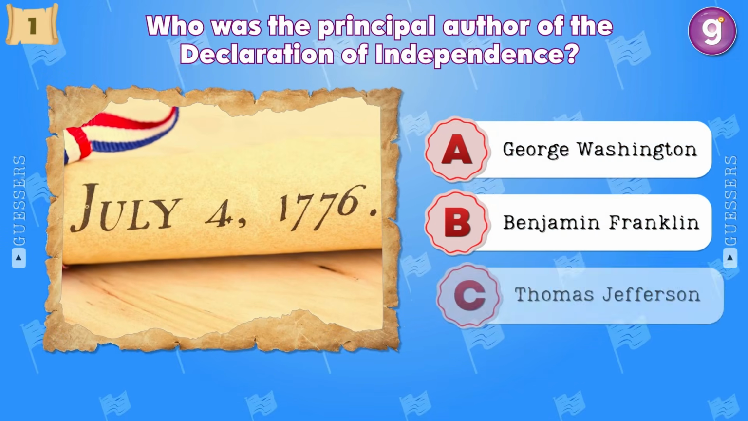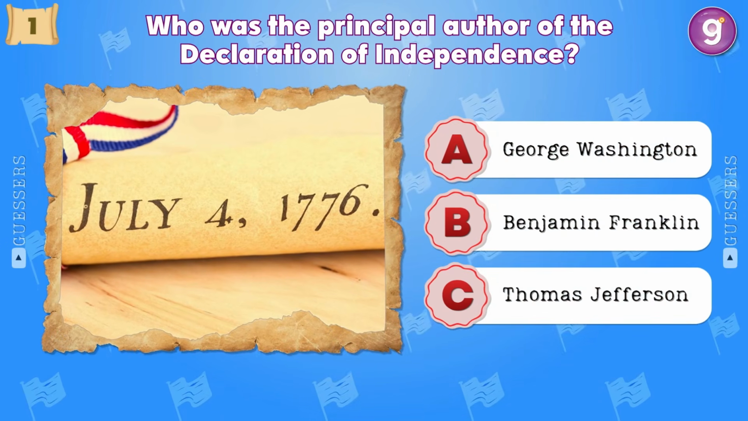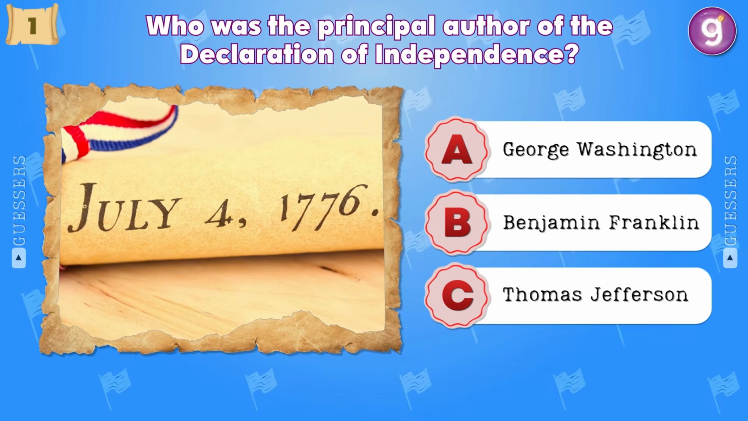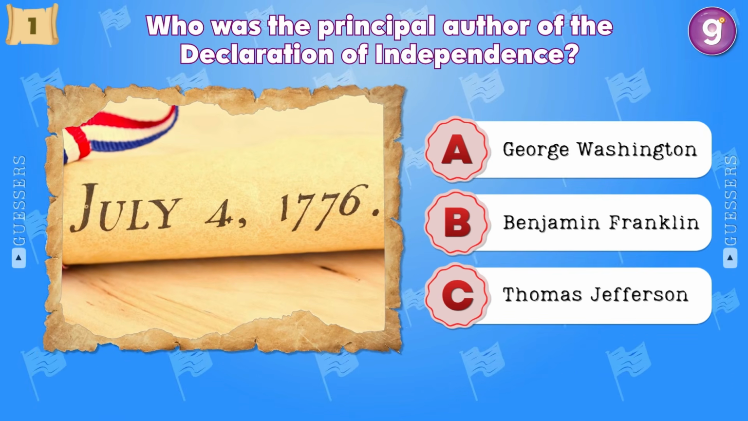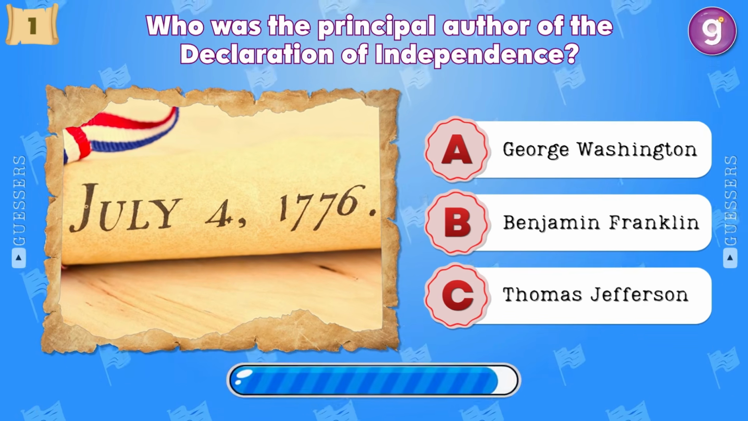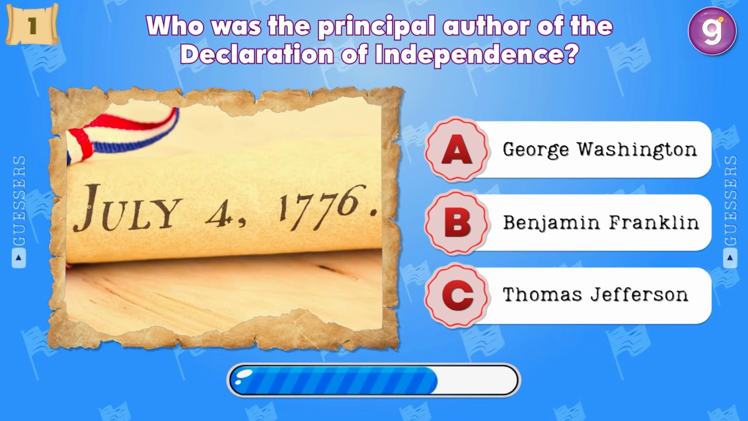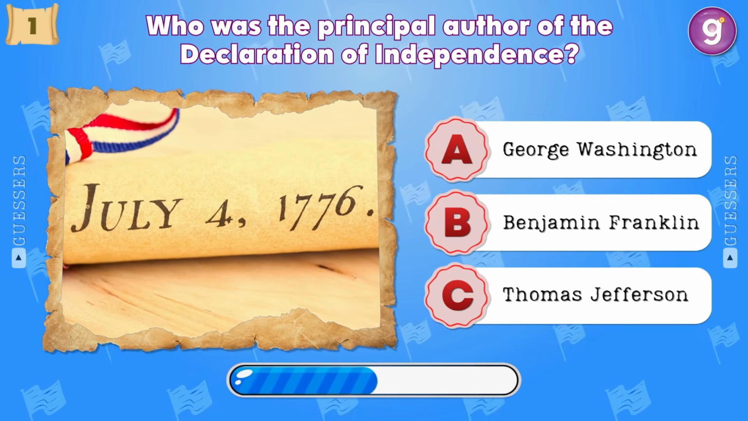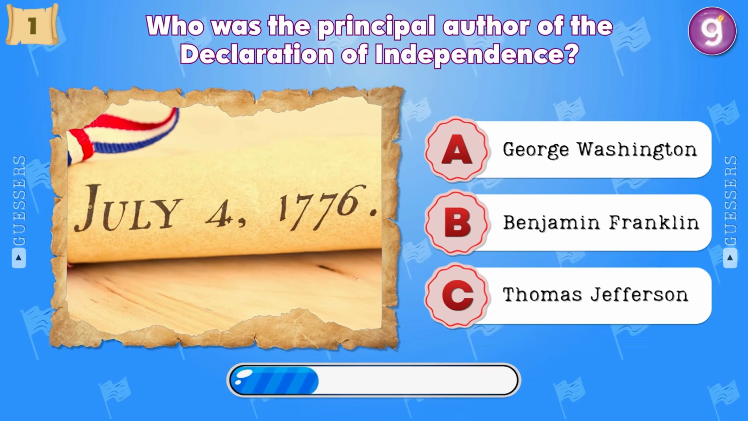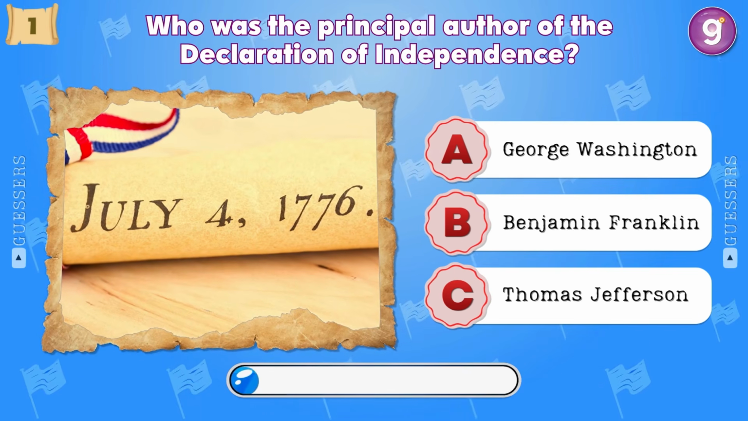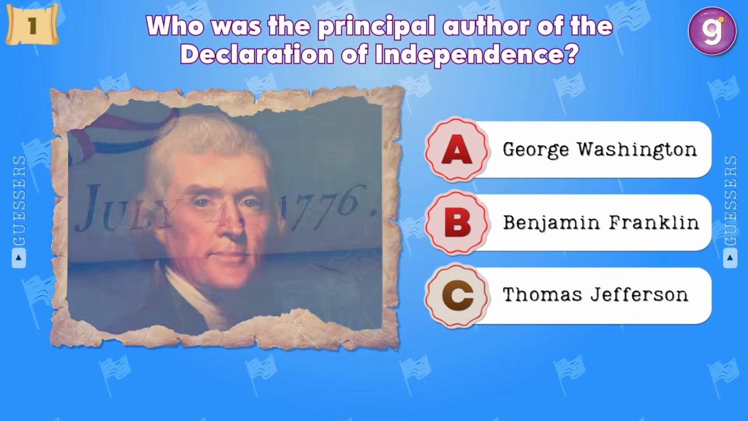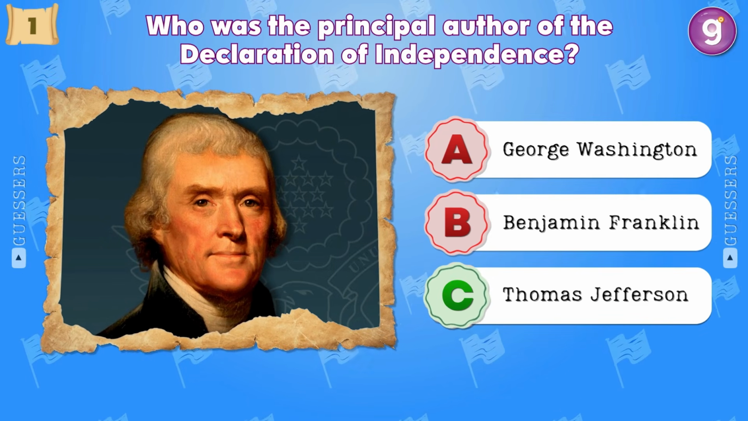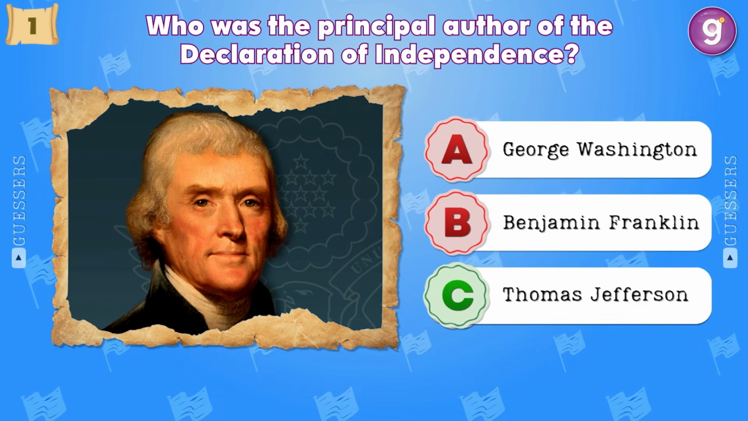Who was the principal author of the Declaration of Independence? George Washington, Benjamin Franklin, or Thomas Jefferson? Thomas Jefferson served as the principal author of the Declaration of Independence.